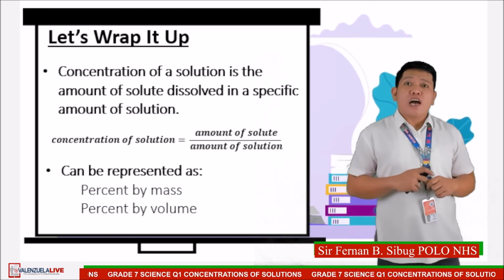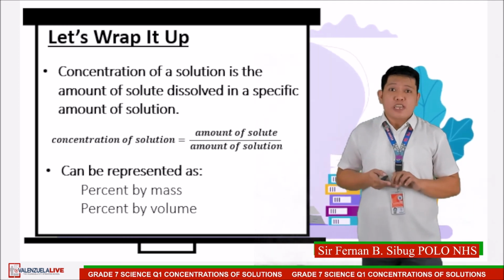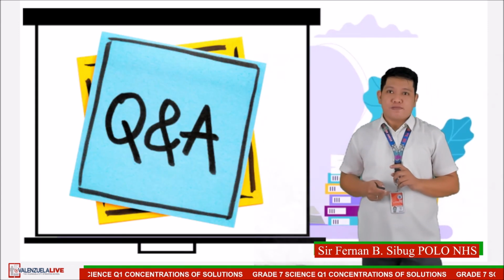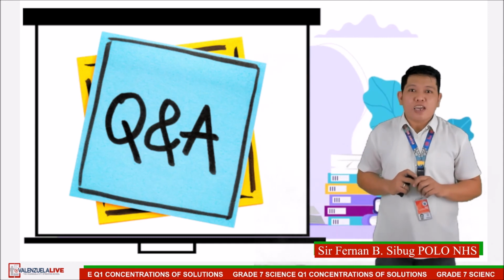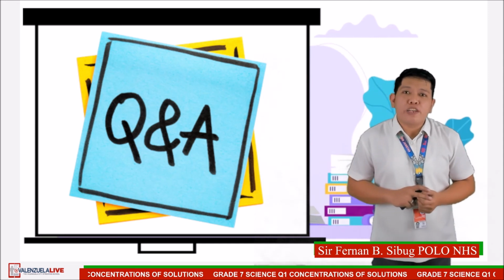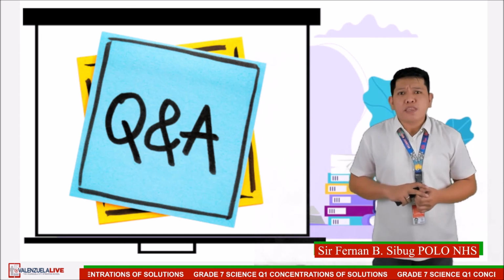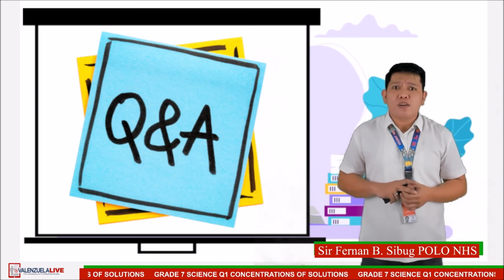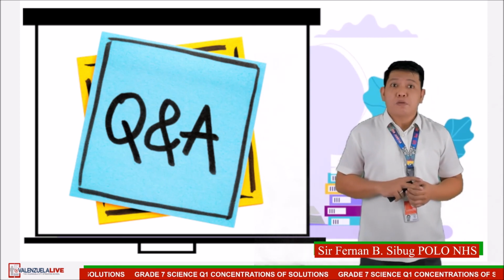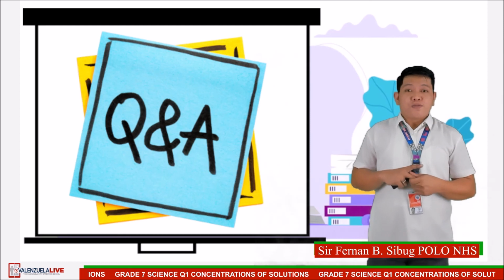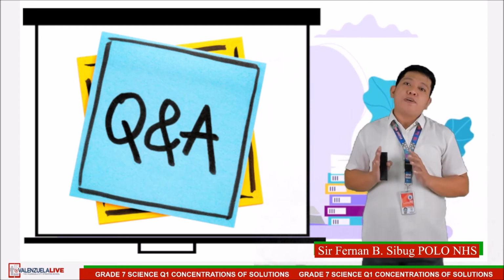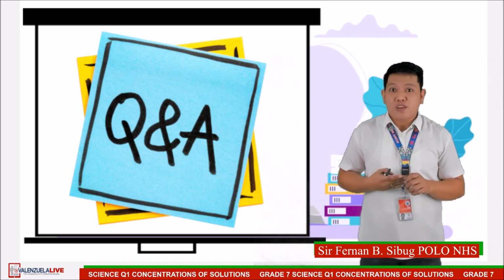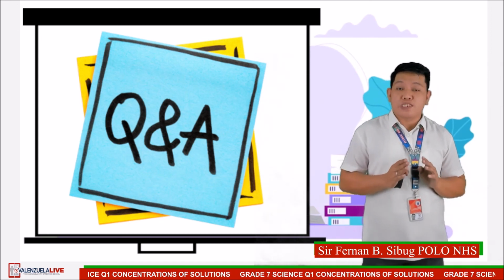Now for this time, I will be answering questions that come from our Facebook Live comment section. Okay, let's have one from Polo National High School. What are examples of solutions that are concentrated? Okay, this is one good question. From our example a while ago, the 70% alcohol solution is an example of a concentrated solution because it has a greater amount of solute than solvent.